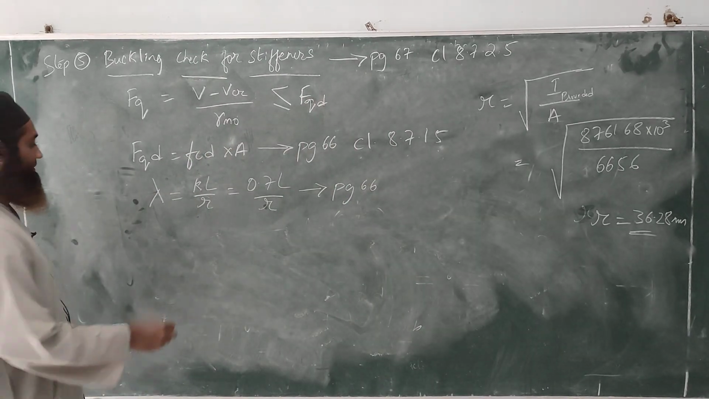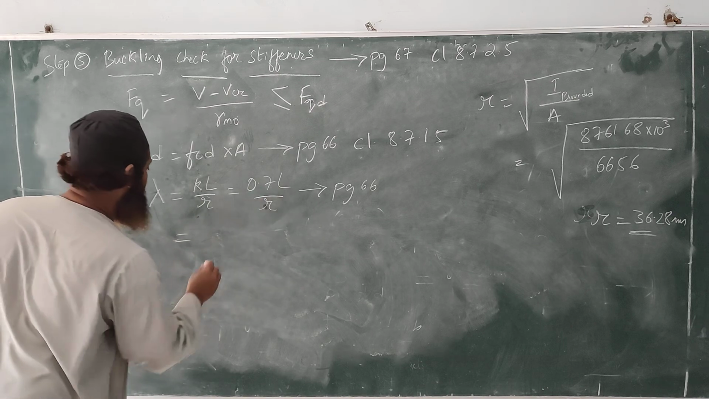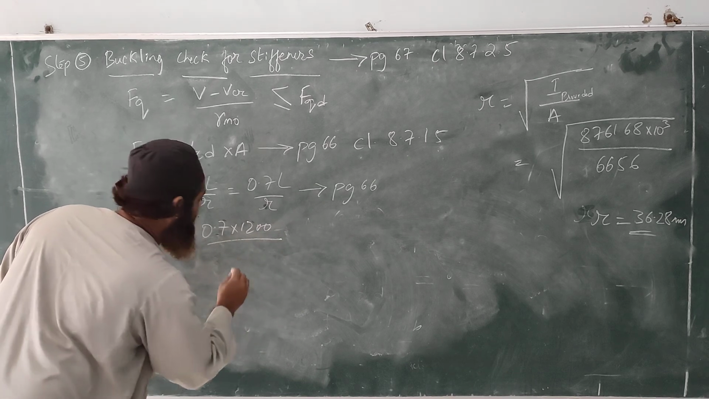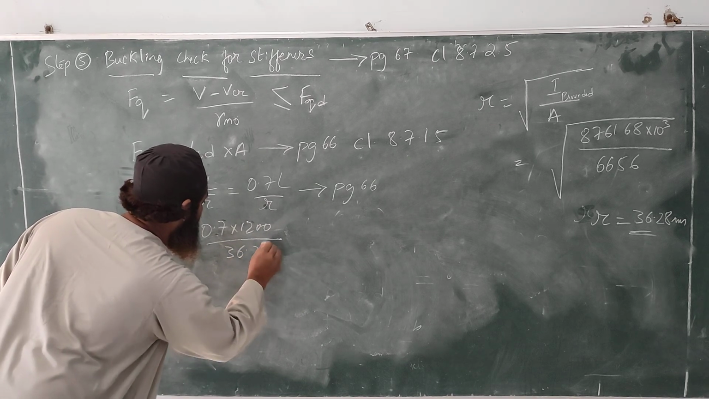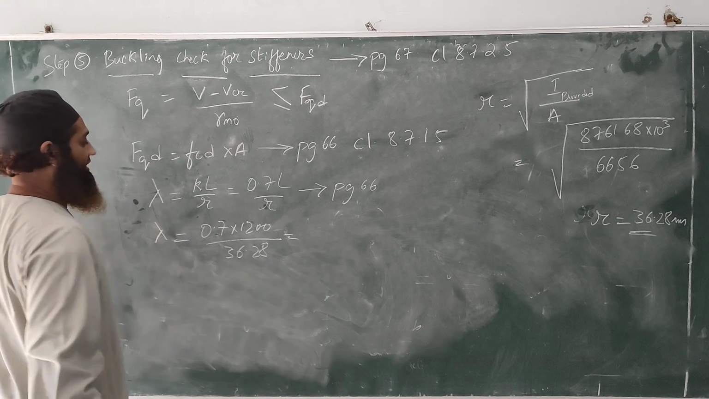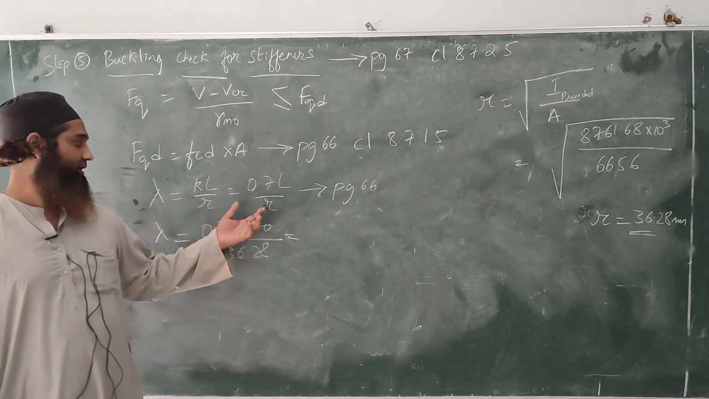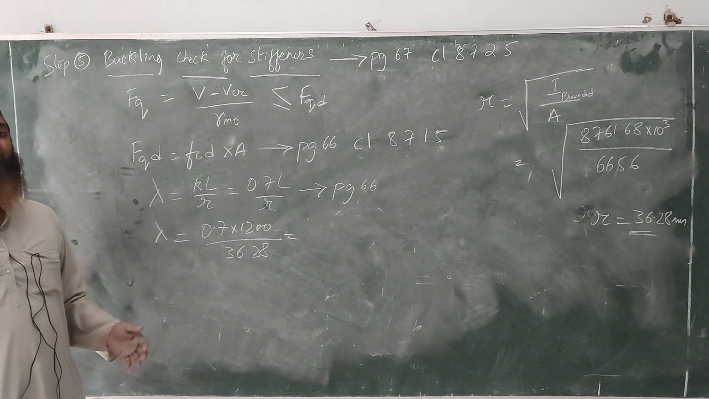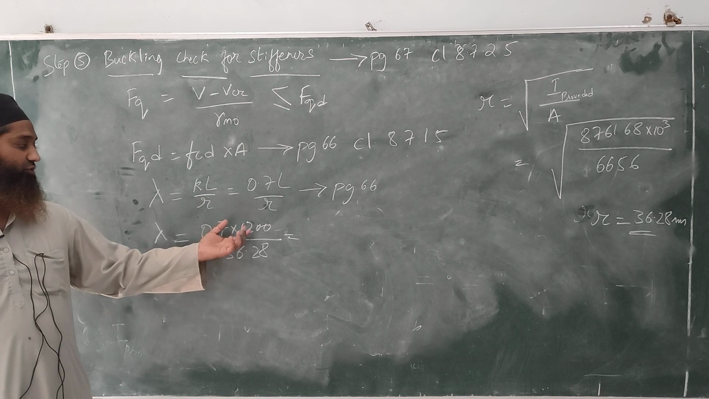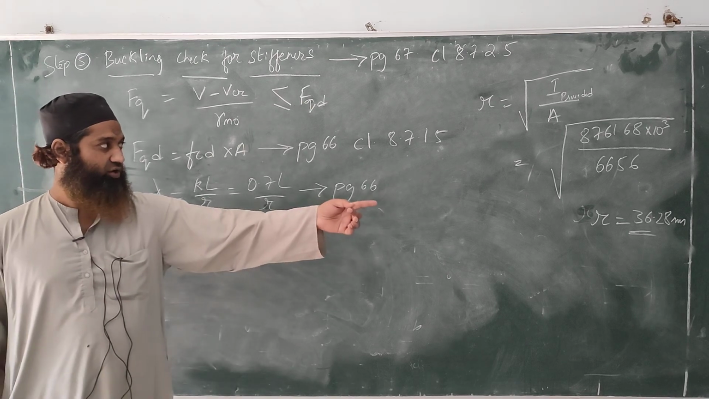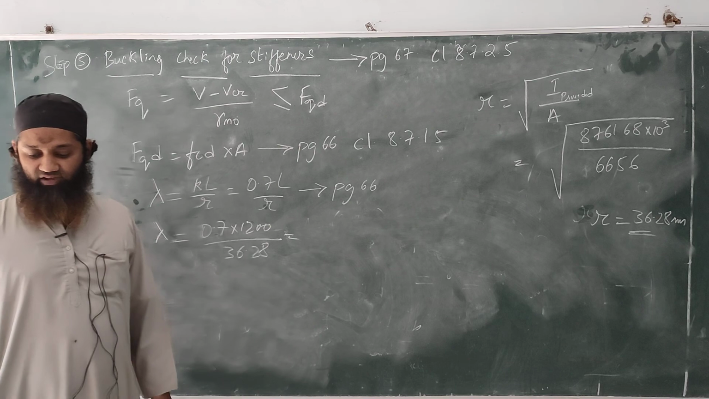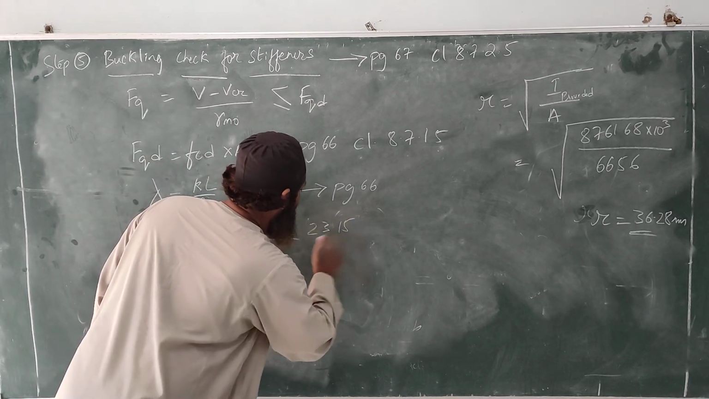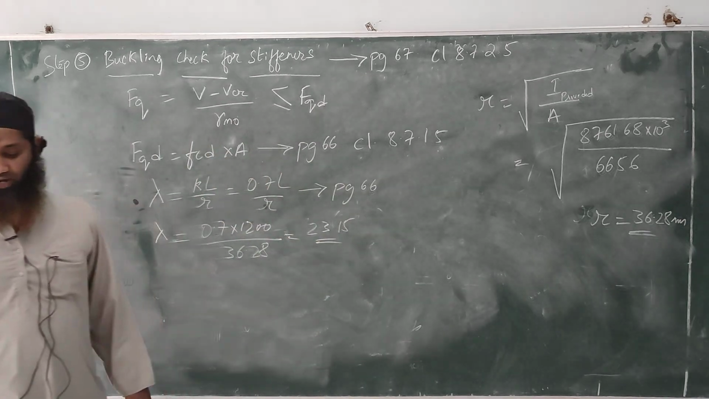Lambda is equal to KL by r. So this 0.7 into L, 0.7 into L is 1200, by 36.28. This is the value of lambda, 0.7 L by r, where L effective is 1200, that is the depth of the web. I have substituted that value here, and 36.28 is the r which I got after calculating. This value I am getting as 23.15. This is the value of lambda, 23.15.